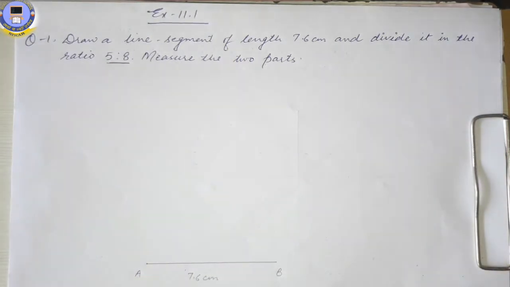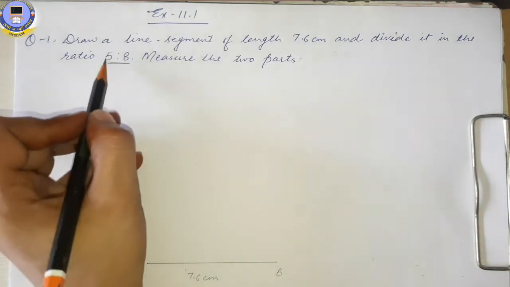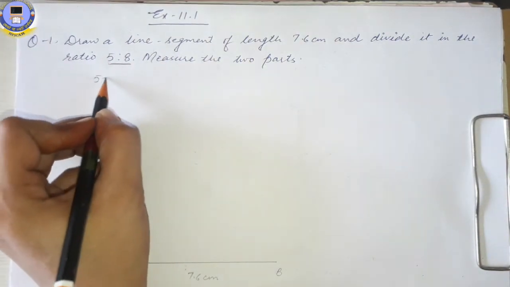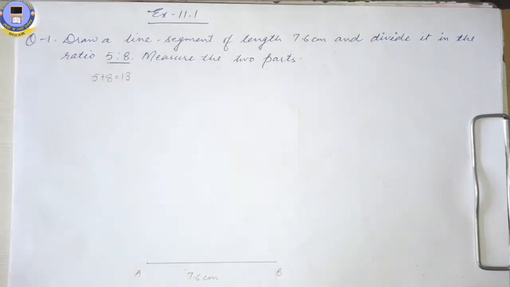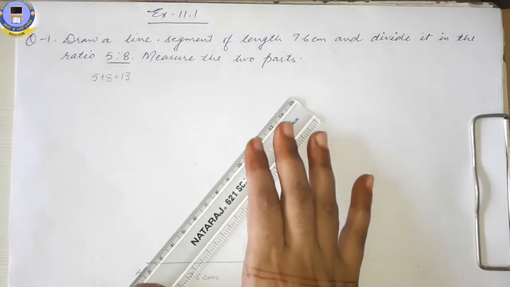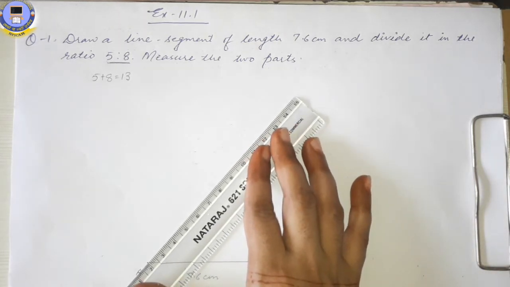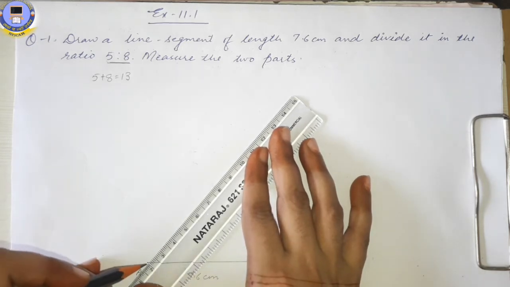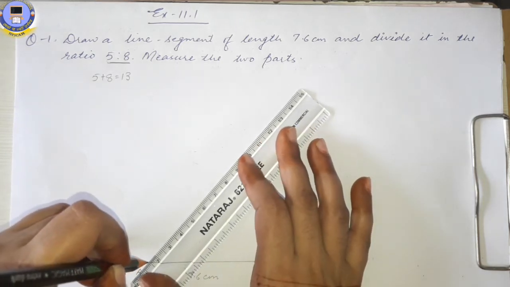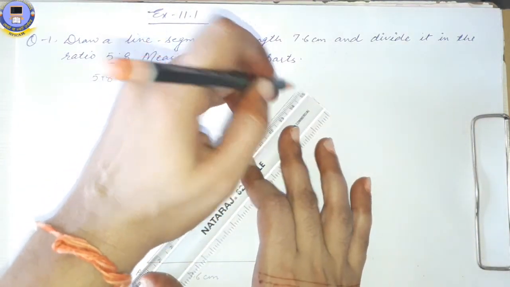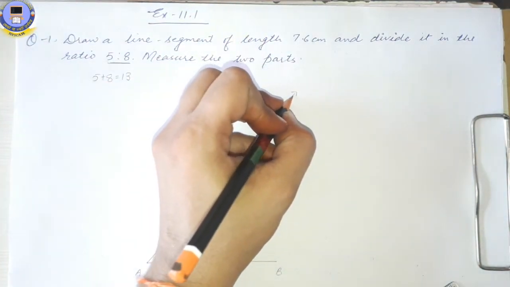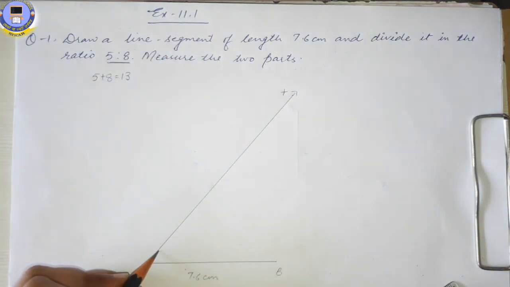Now divide it in the ratio 5:8. 5:8 is given. So by second method we know that we have to add both these. So 5 plus 8 gives you 13. Okay, that means we have to cut 13 arcs. So first of all we have drawn a line segment AB of length 7.6 centimeter. Then you have to draw a ray from point A in such a manner that it must make an angle of less than 90 degree, or we can say an acute angle.